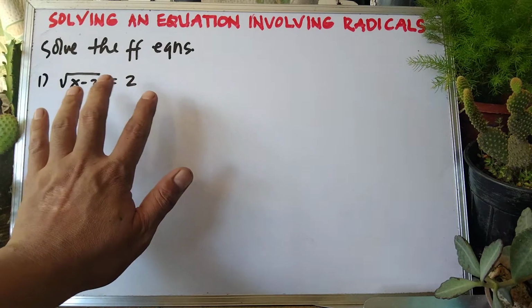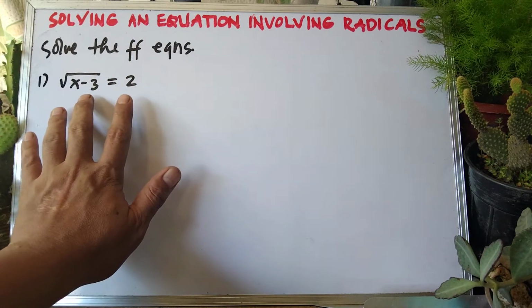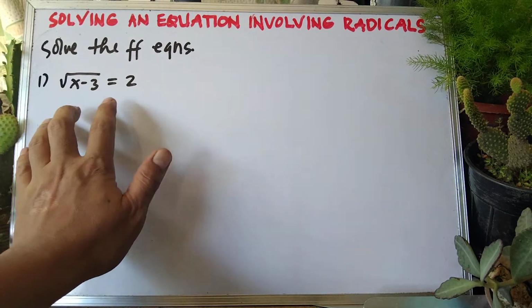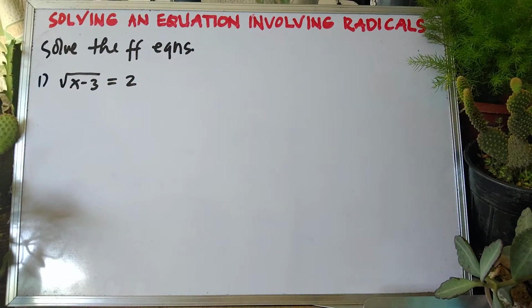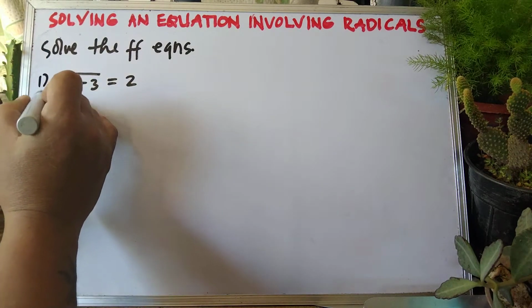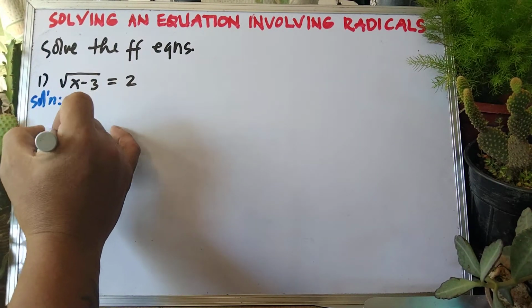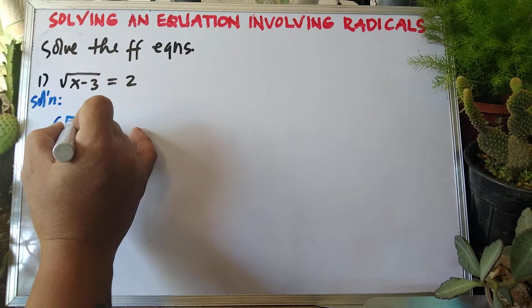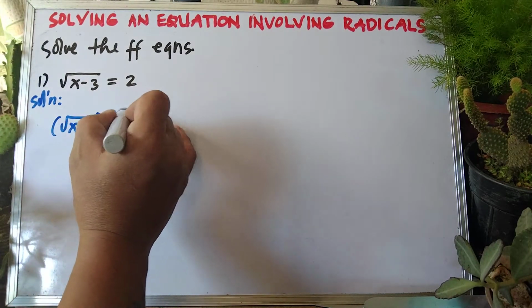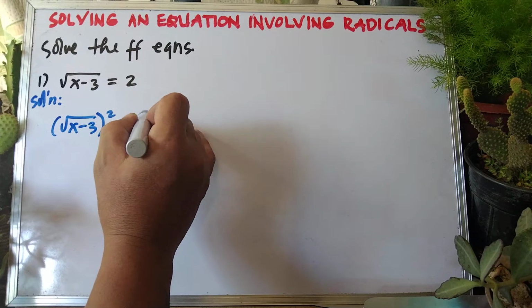Since na-transpose na dito yung radical, i-raise natin both sides by the index of the radical. So, this is a square root. So, meaning, we will raise both sides by square. See? We enclose that in a parenthesis, x minus 3. Then, we raise that to the power of 2. So, both sides, we raise that by 2.